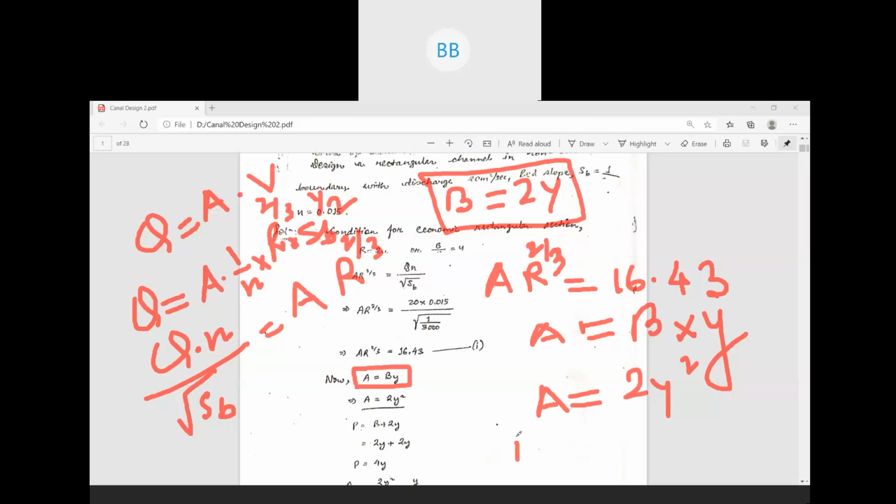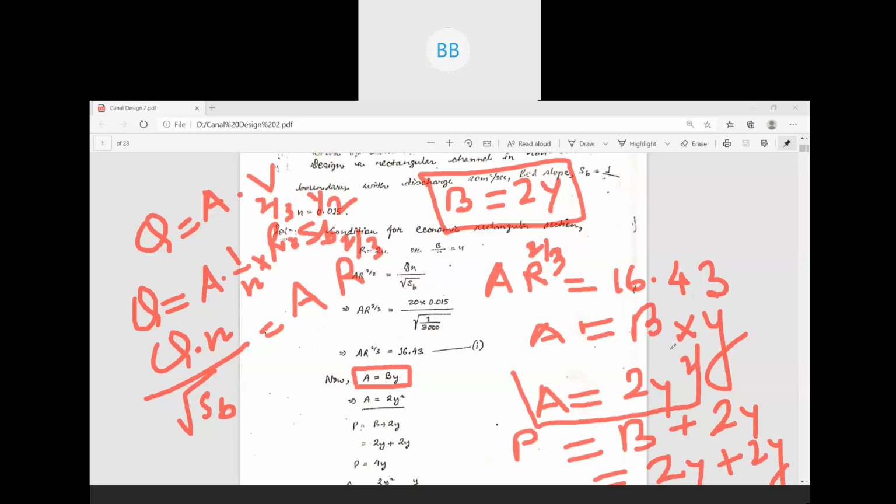Then the wetted perimeter of a rectangular channel is nothing but B plus twice Y. Again, in place of B, you can substitute twice Y plus twice Y. So area is your twice Y square, and wetted perimeter is nothing but 2 plus 2, 4 Y.